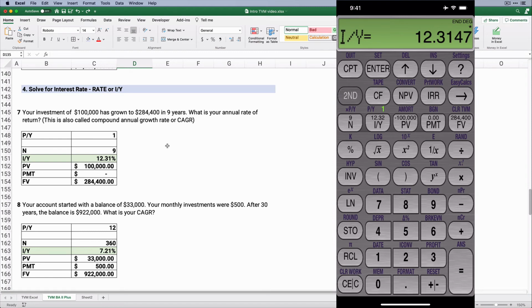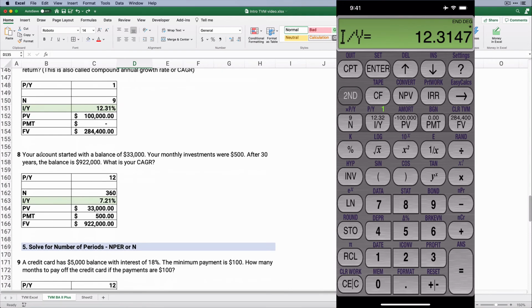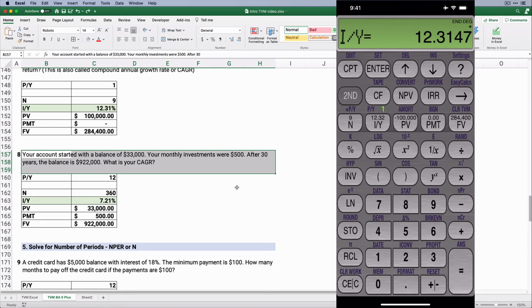Hey, good for you. Number 8. Let's say your account started with a balance of 33,000. Your monthly investments were 500. After 30 years, the balance is 922,000. What is your compound annual growth rate? What's your CAGR? Well, this is a monthly problem.